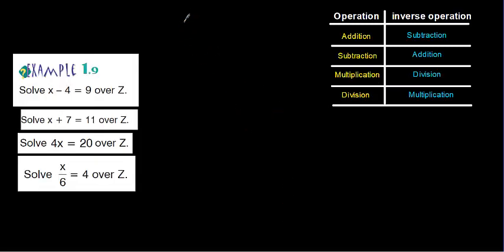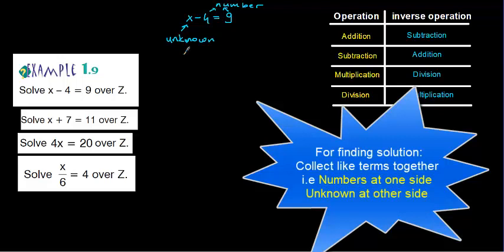question. When I say x minus 4 is equal to 9, I have two types of terms here. x is the unknown term, or variable. 4 and 9 are known terms for us, which are numbers, or we can say given values. For the solution, we are collecting the unknown terms to one side and numbers to the other side.